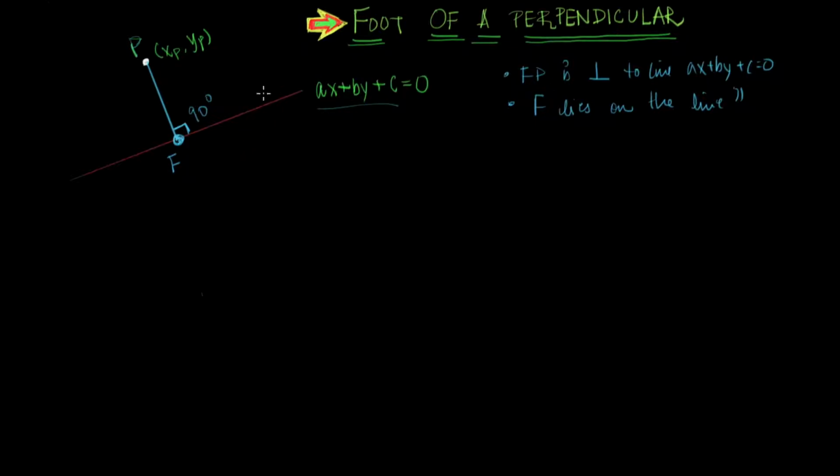Right, so using those points, we can actually work out the coordinates of the point F. And let us call the coordinates of the point F as x sub f, y sub f. And let us try to evaluate these coordinates given the point P and the line ax plus by plus c equals 0, right? So we wish to evaluate some sort of a relation of the point F to the point P in terms of the line ax plus by plus c equals 0. All right, so let's do that.